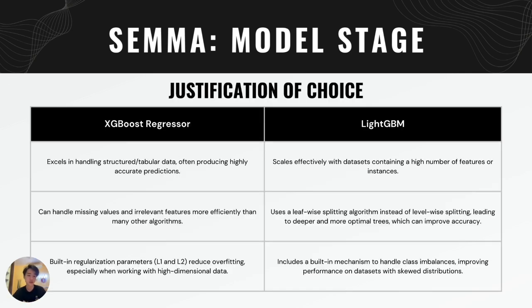We'll look at XGBoost first, because XGBoost excels in handling structured or tabular data, with high accuracy prediction. XGBoost can also handle missing values and irrelevant features and is more efficient than other algorithms. It also includes regularization parameters to reduce overfitting when it works with high dimensional data. And why we choose LightGBM is that it scales effectively with datasets containing a high number of features.